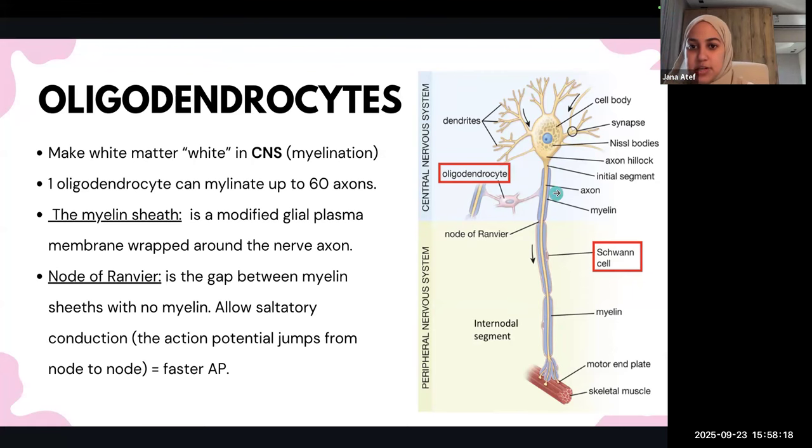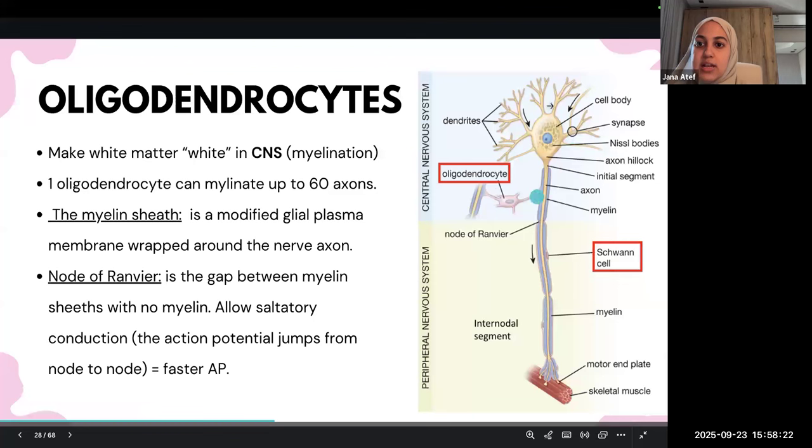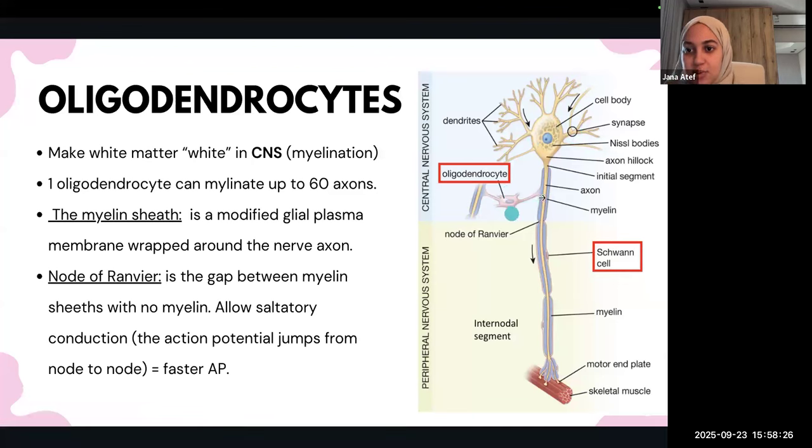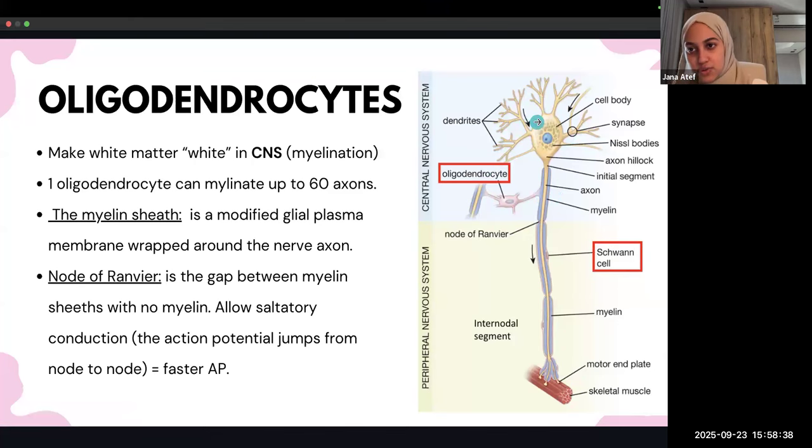So look at this diagram. You have the CNS, the central nervous system, and the peripheral nervous system. This is the neuron, this is a cell body. See this cell? It's an oligodendrocyte. The ones in the PNS are called Schwann cells. We're going to get to them in a bit, but first we start with the oligodendrocytes. These are the ones that myelinate the axons of the CNS neurons. So it makes white matter.